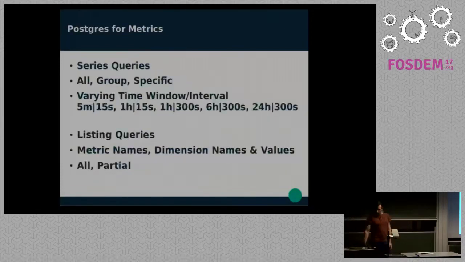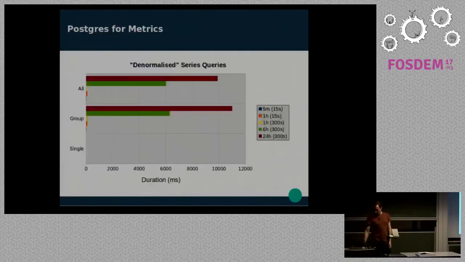So, a lot of information here, I won't dwell on it too much, but the queries I decided to look at for performance were some of the series queries of varying time window. So, over a small period of time, over an hour, over 6 hours, and over 24 hours. And then the listing queries as well.